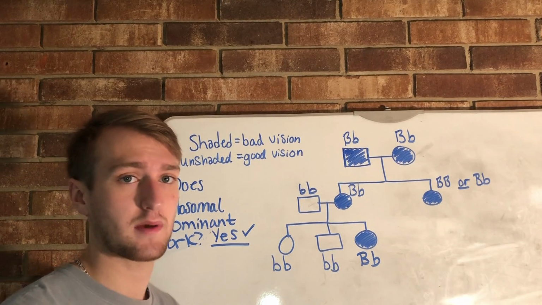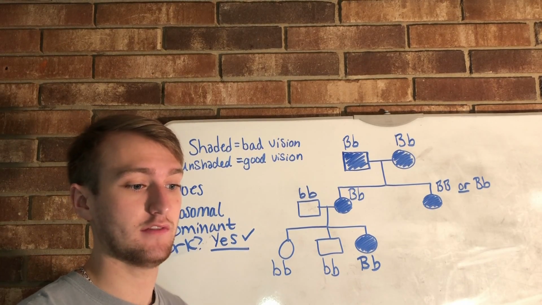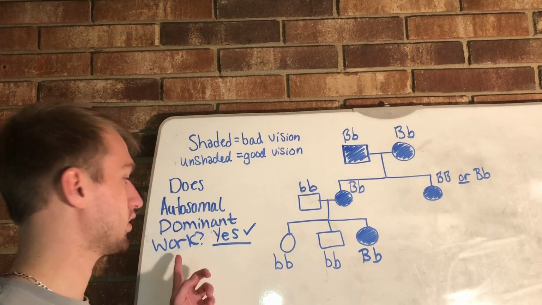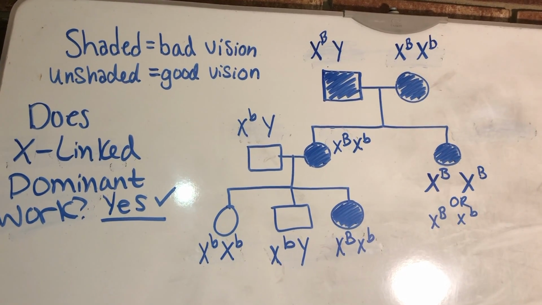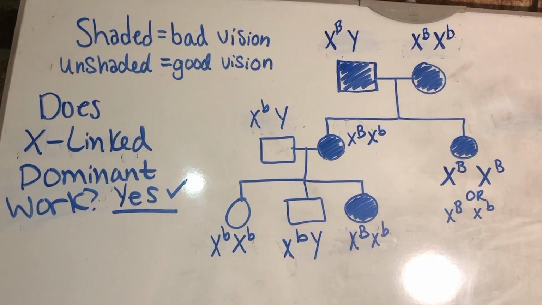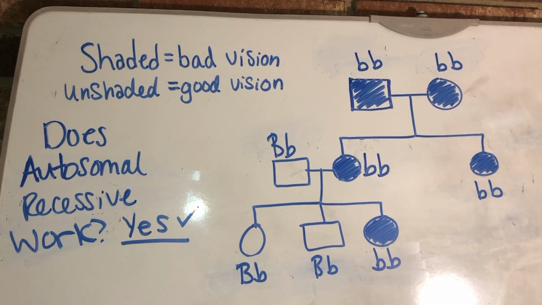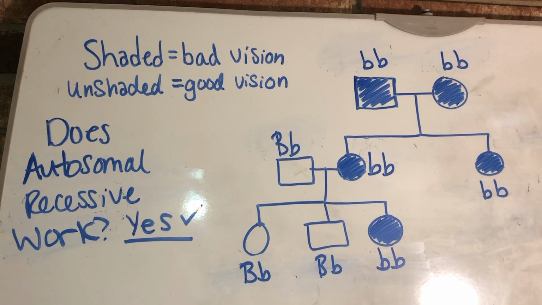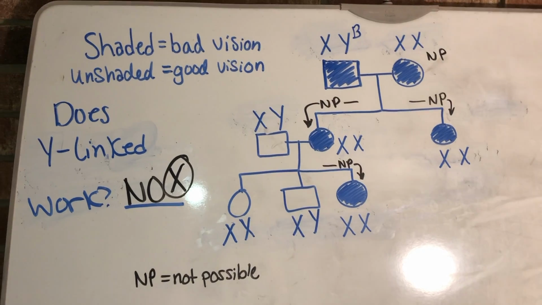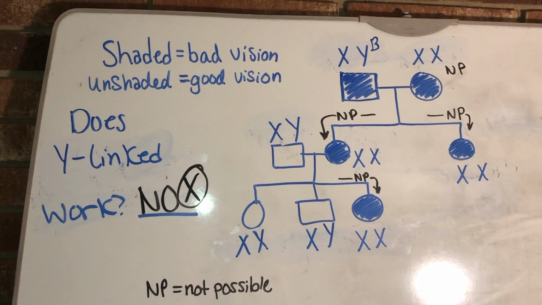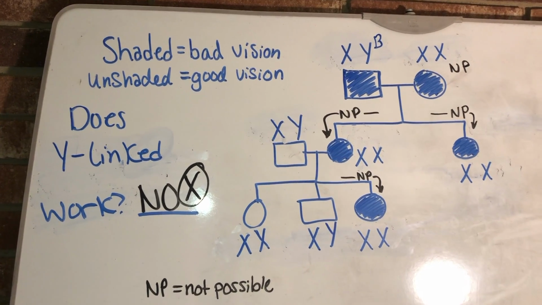As depicted in this pedigree, bad vision, capital B, is dominant to lowercase b, good vision. Thus, it can be seen that autosomal dominant Mendelian inheritance is possible. You can also see how X-linked dominant Mendelian inheritance is possible for this phenotypic expression. It is also possible that this inheritance pattern be autosomal recessive, as seen here. However, Y-linked and X-linked recessive patterns of inheritance could not be explanations of this phenotype.